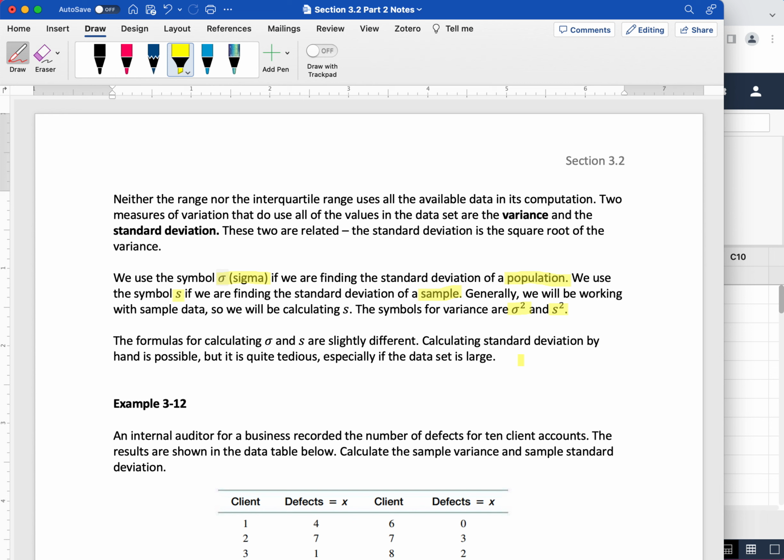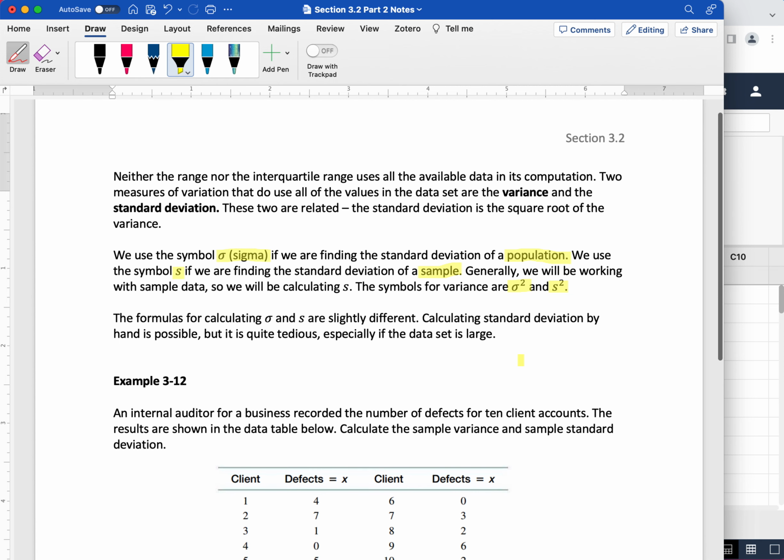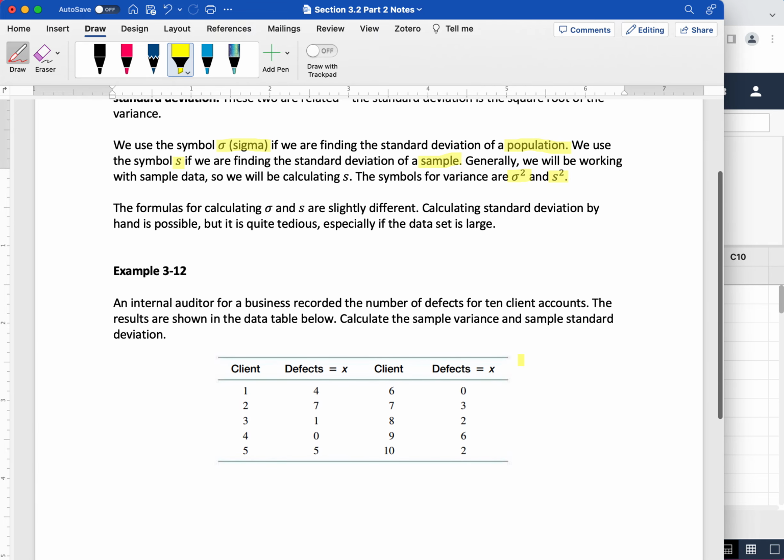Calculating standard deviation by hand is possible, but it's a lot of steps, and especially if the data set is large, it can be pretty time consuming, so we're just going to use Minitab to calculate it. So we have an example where we have the number of defects for 10 client accounts, and we want to calculate the sample variance and sample standard deviation. So we're going to do this in Minitab.